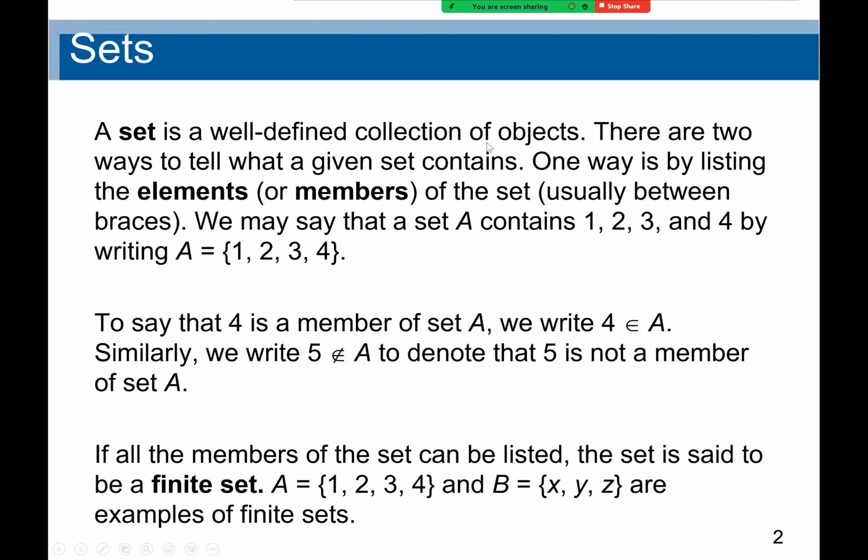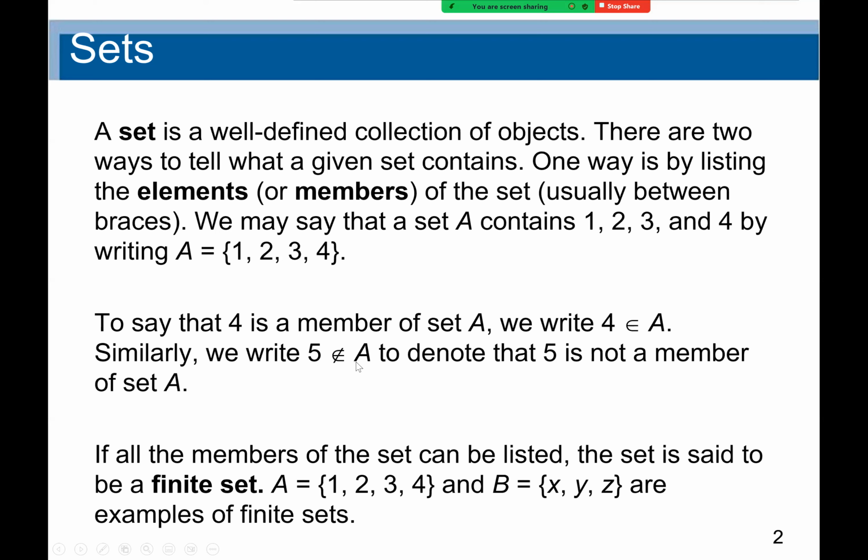And also there are two ways to tell what a given set contains. And one way is by listing the elements or members of a set. So example given here, we have set A. And the members or the elements of the set are 1, 2, 3, 4. So we start with the curly brace and we close it.